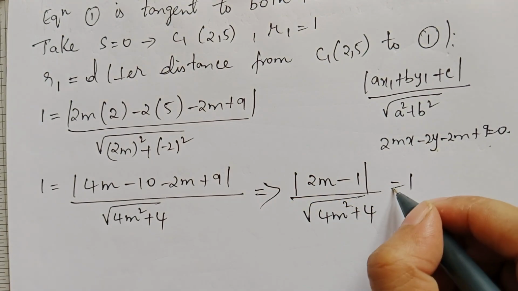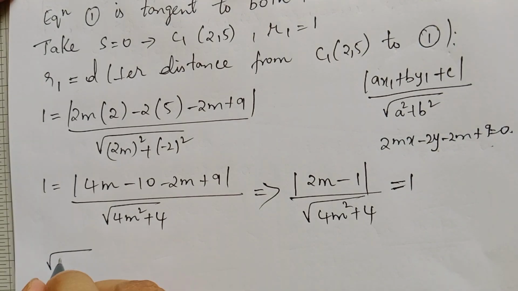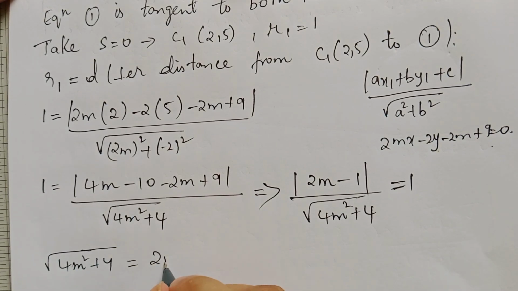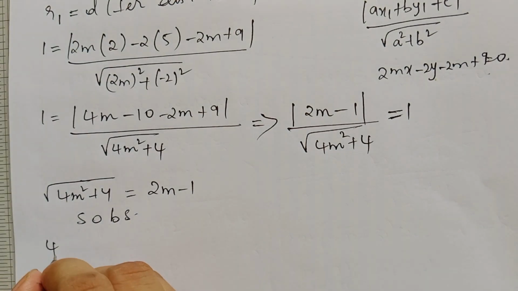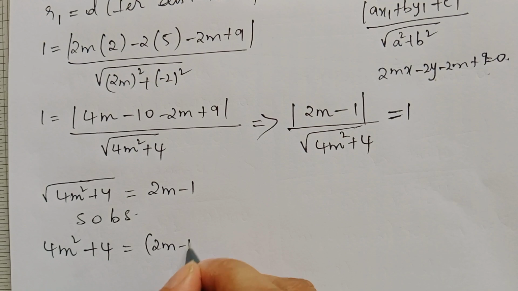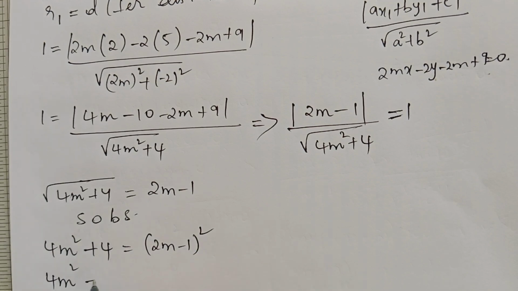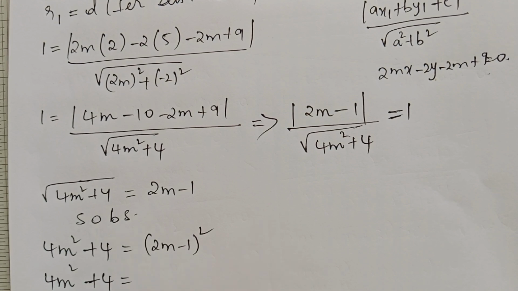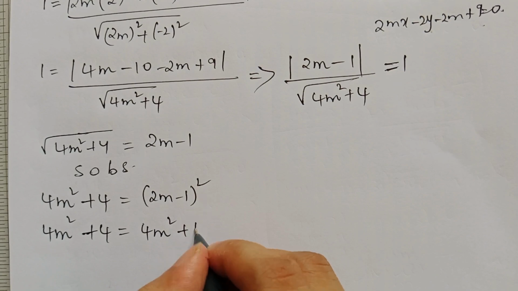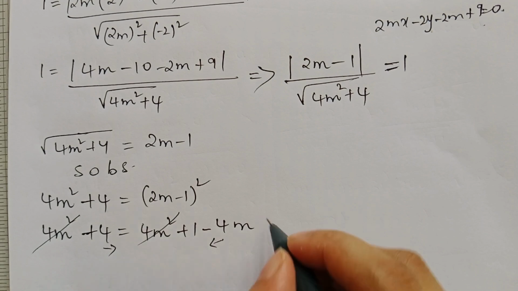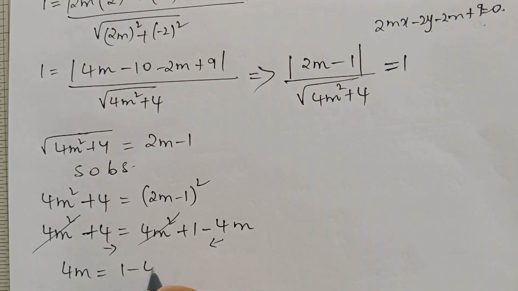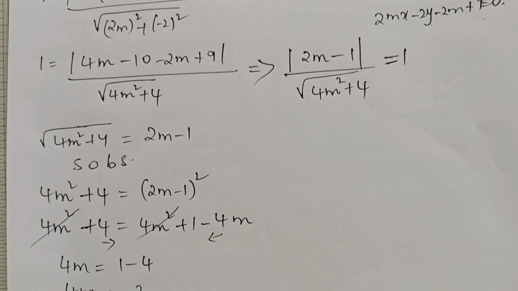This is equal to 1, right? So now cross multiplication, we'll get root of 4m square plus 4 is equal to 2m minus 1. In order to remove the root, we have to square both sides. So we'll get 4m square plus 4 is equal to 2m minus 1 whole square. Using the a minus b whole square formula, we'll get 4m square plus 1 minus 4m. Cancelling out the same terms on both sides, now we will solve it. So from here we'll get 4m is equal to 1 minus 4. So 4m is equal to minus 3. So the value of m is equal to minus 3 by 4, right?